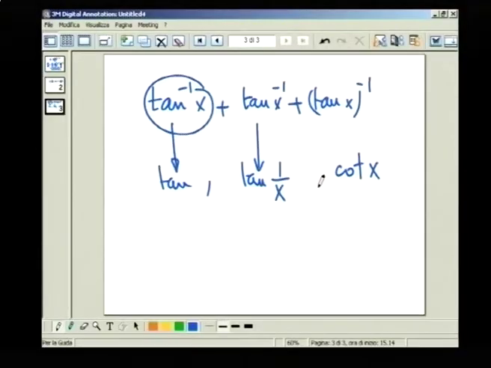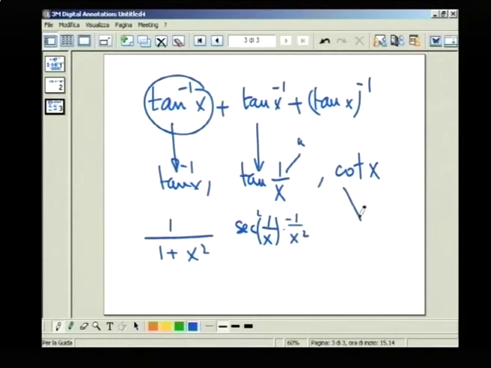So this one here, the inverse function tan minus 1 of x, the derivative is equal to 1 over 1 plus x squared. Whereas this is a composite function. The derivative of the tan is equal to what? Is equal to sec squared of 1 over x, because we can substitute this for u. So you get the derivative of tan with respect to u, which is sec square u, times the derivative of 1 over x, which is minus 1 over x squared. Whereas the cotan, the derivative of which is equal to minus cosec square x.